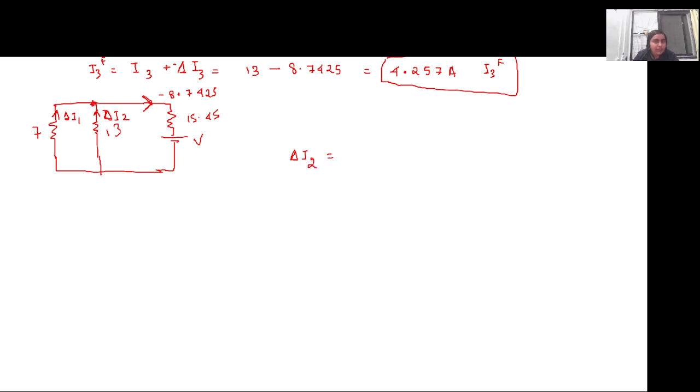So KCL will be valid at this particular node. So let us just replace this. We can do both ways. First, replace the direction of current since this is coming negative, or just use this only.